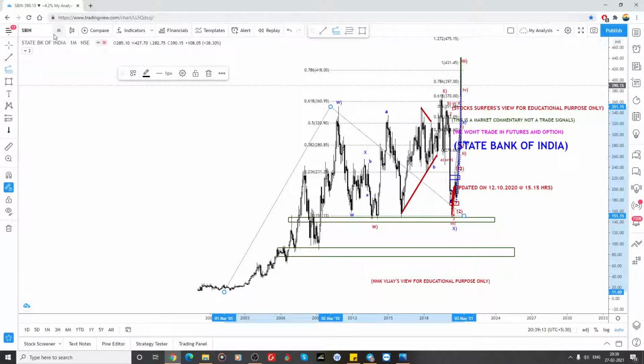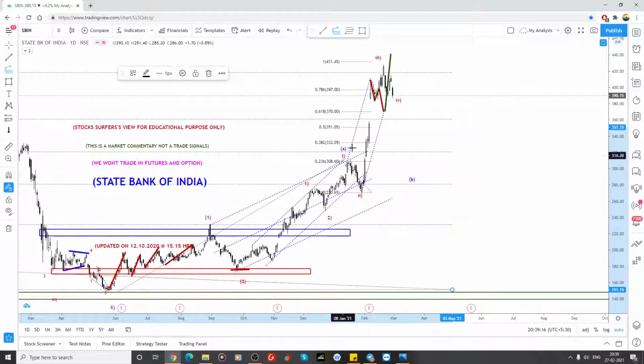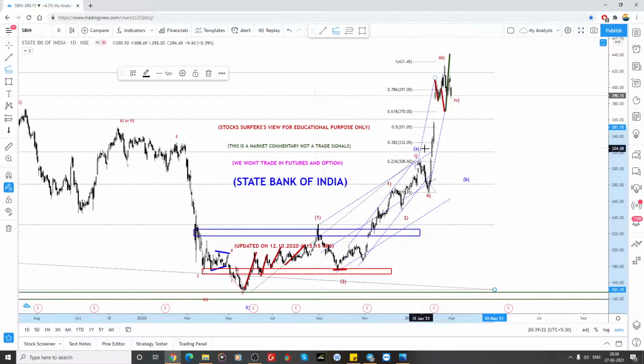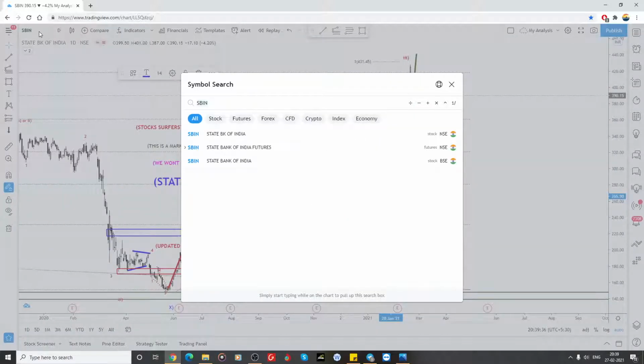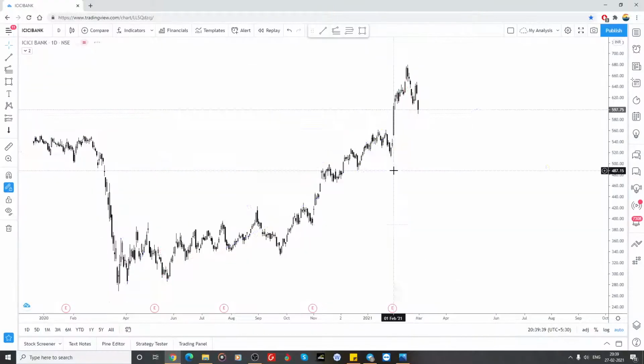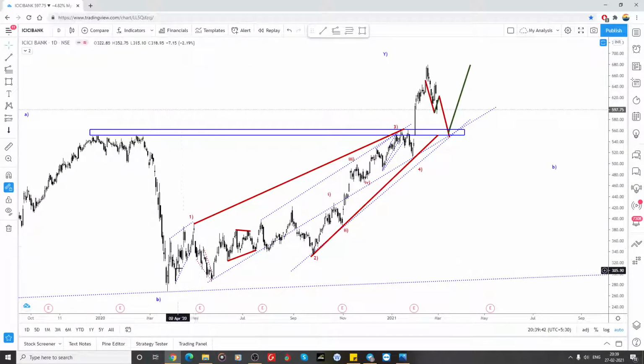If it goes further, it can move up to 475 also. If it is a continuation of that 1 2 1 2, and then it does WX, that is the A wave, and again we need a B wave. So let's see how it moves in the coming week. What will be next is ICICI and then Axis Bank. Here also 1, and previously I took this as a 2 and intermediate wave 1 2, but now I count this as wave 1 and these are waves 2, 3, 4 and 5.